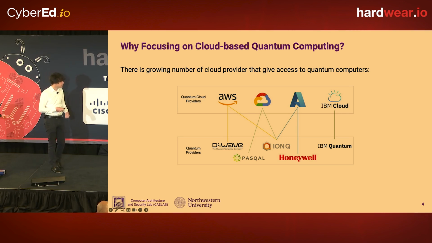AWS, Microsoft Azure, IBM, they all have cloud-based access to different machines. Of course, IBM makes access to their own machines. Amazon and AWS make access to different machines from other providers. But interestingly, a lot of these other providers have their own cloud. For example, you can go through Amazon to access a Rigetti quantum computer, but Rigetti itself has its own cloud. So there are many different ways to access these machines remotely.